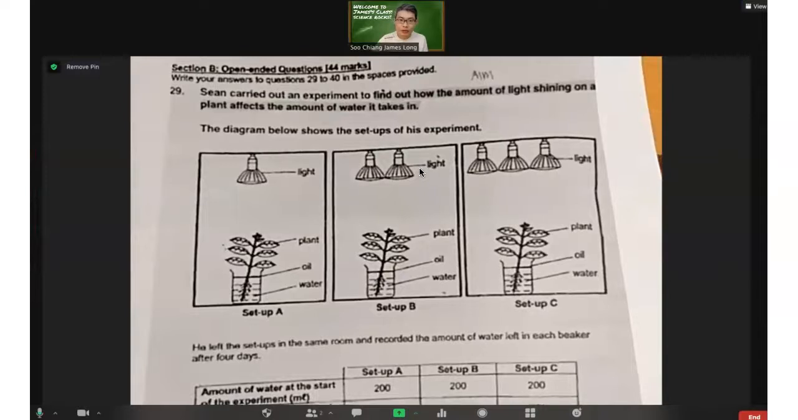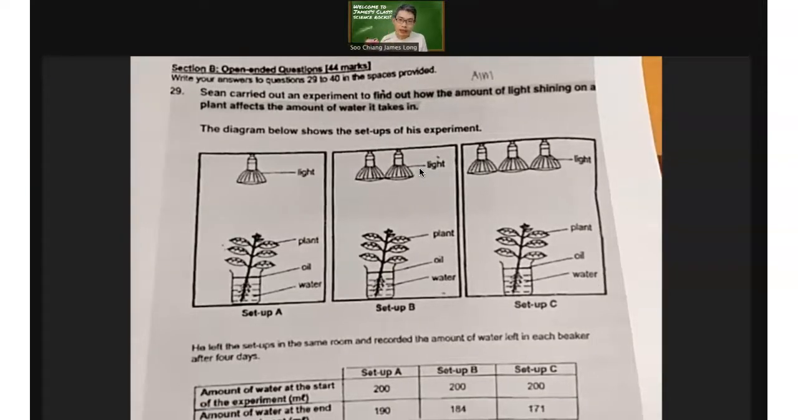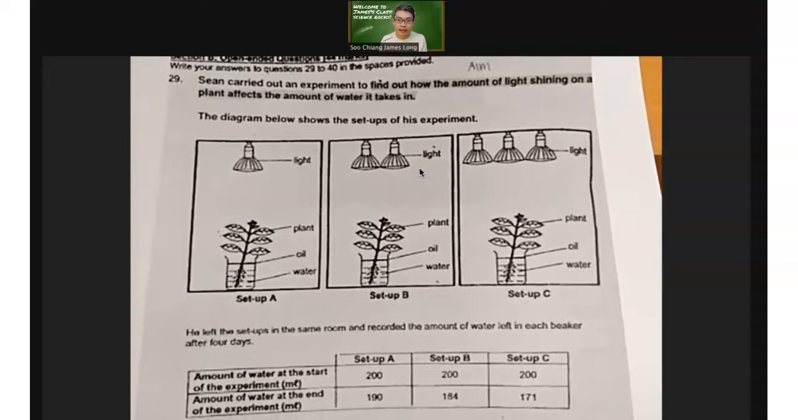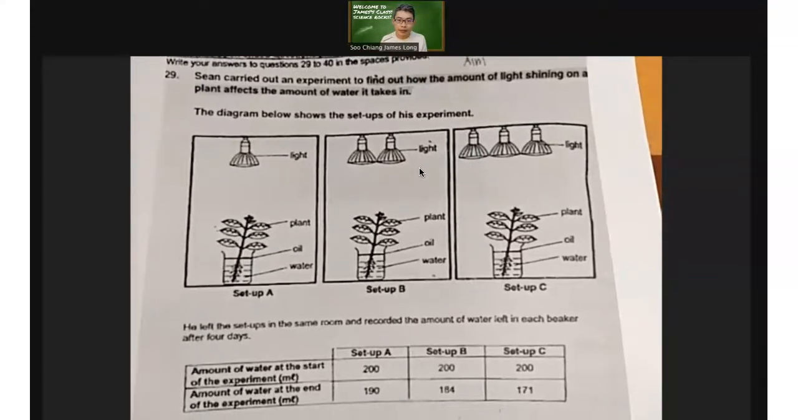Right, so let's take a look at this question. Sean carried out an experiment to find out how the amount of light shining on the plant affects the amount of water it takes in. So let's examine the diagrams. Same number of leaves, same amount of water, and oil is on top of the water in each beaker.